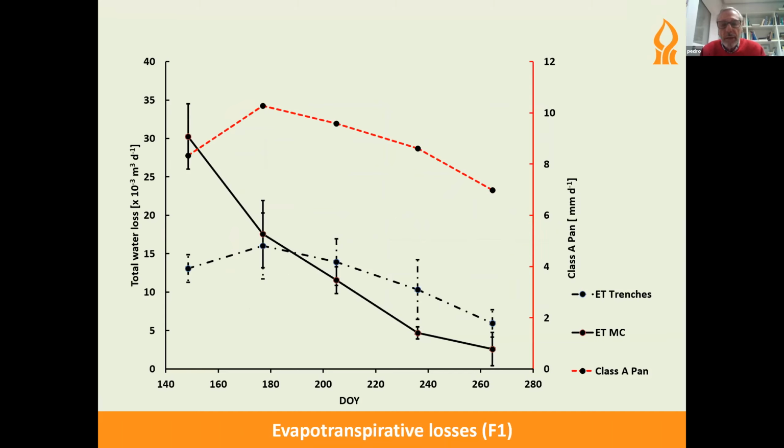Now to our results, this is for the first year where we applied only one flooding. And you can see the evapotranspiration is much higher for the microcatchment than for the trench during the first measurement period. And they do not differ that much thereafter, even though the evapotranspiration from the microcatchment is lower towards the end of the trial. The red line indicates the Class A evaporation pan, and as you can see, the evaporation rate from the pan is quite high.